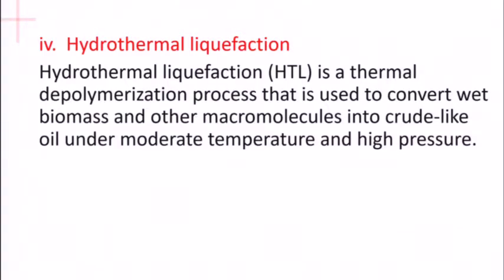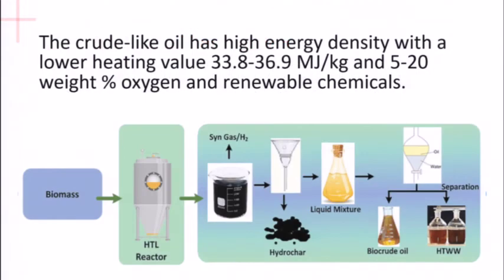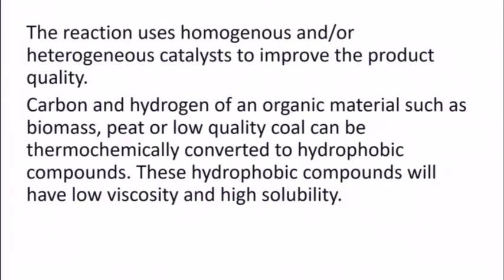Next, coming to hydrothermal liquefaction, which is HTL, is a thermal depolymerization process that is used to convert the wet biomass and other macromolecules to crude like oil under moderate temperature and high pressure. The crude like oil has a high energy density with a lower heating value of 33.8 to 36.9 megajoules per kg and 5 to 20 weight percentage of oxygen and renewable chemicals. The reaction uses homogeneous or heterogeneous catalysts in some instances to improve the product quality.